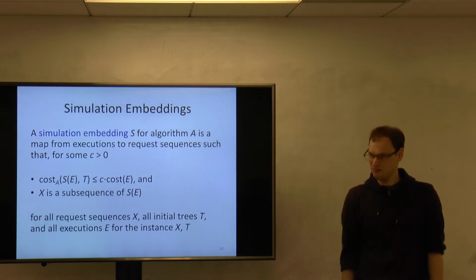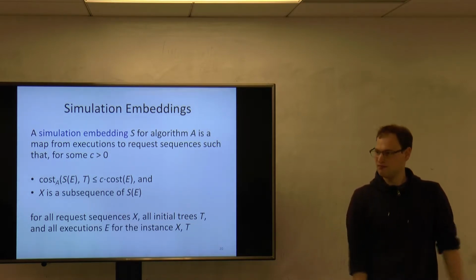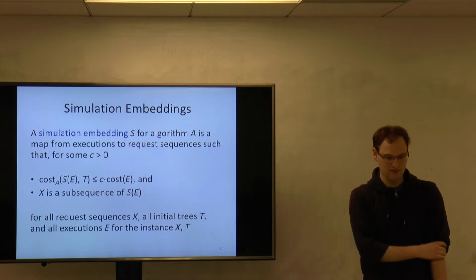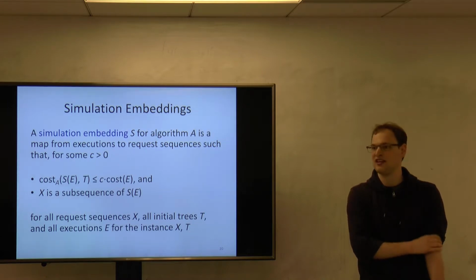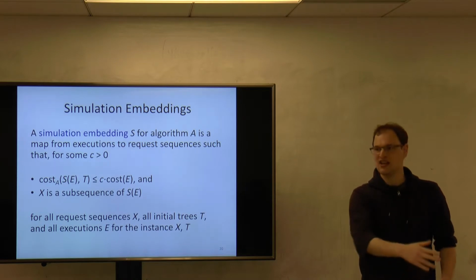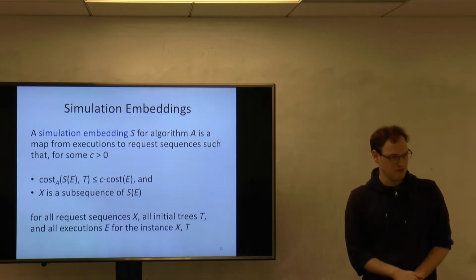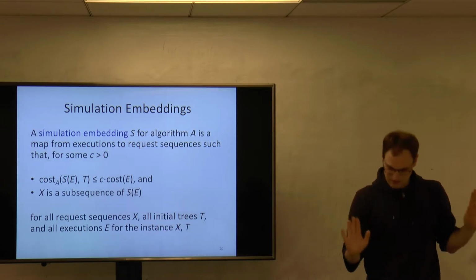Does this make sense? Right. Is this c times cost of x or c times cost of e? My bad. E is an execution. Okay. So I could write c times q1 plus q2 plus qm, and so on. Right?